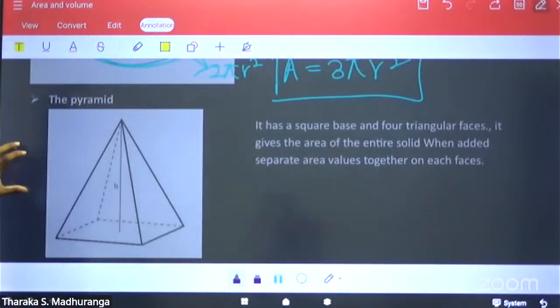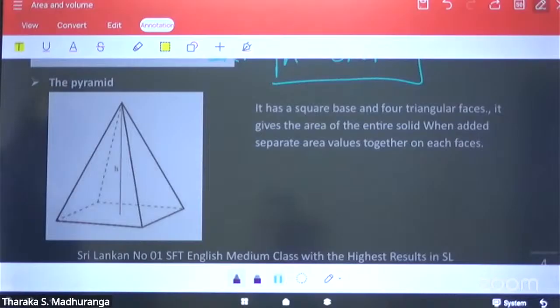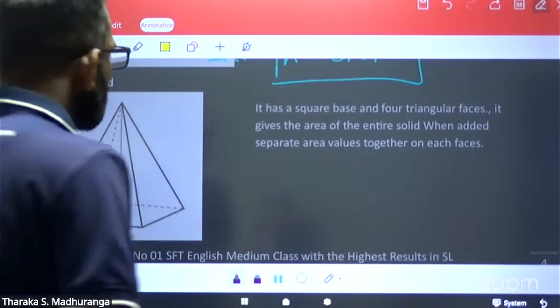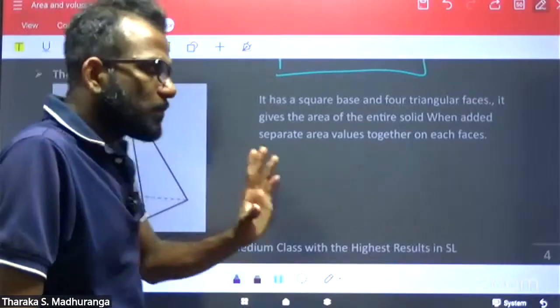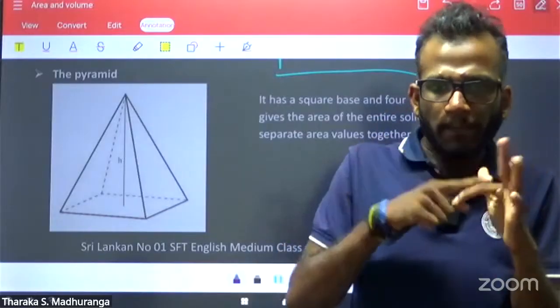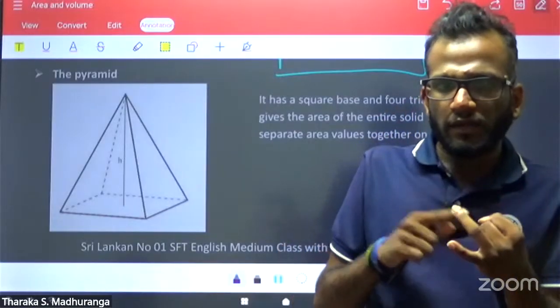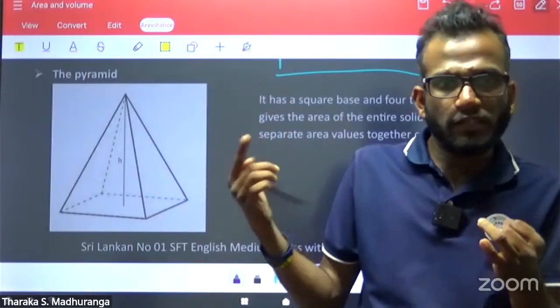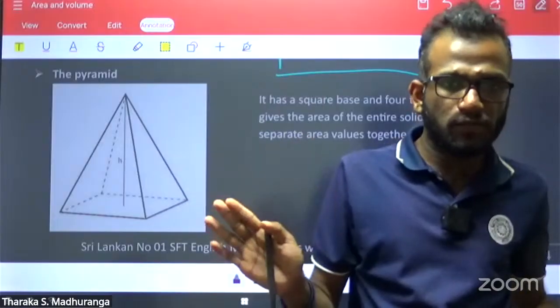Okay, the pyramid. What's the equation for the pyramid? After this, you only need to remember equations for the cylinder, cone, sphere and hemisphere. If you want, you can remember the others too.